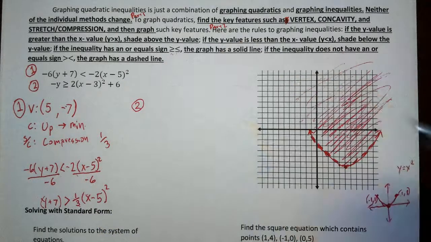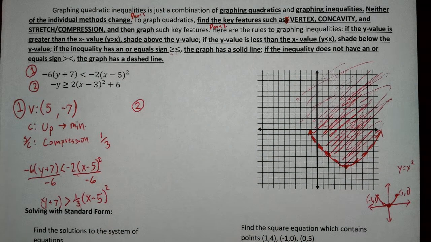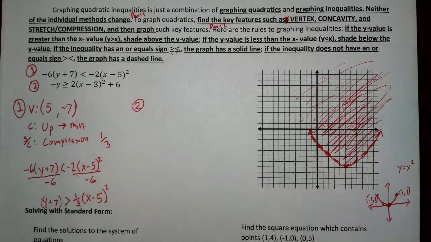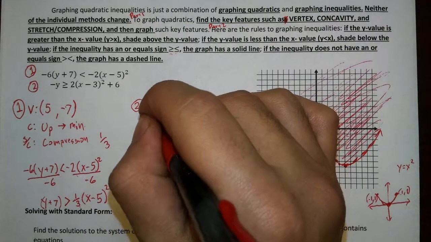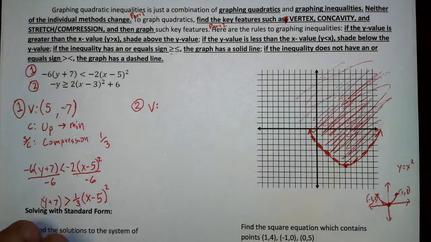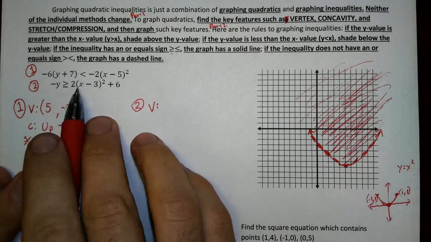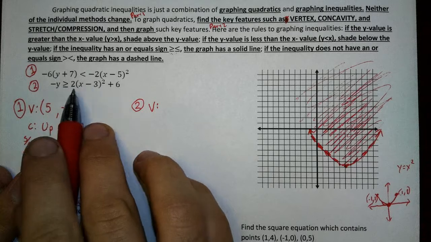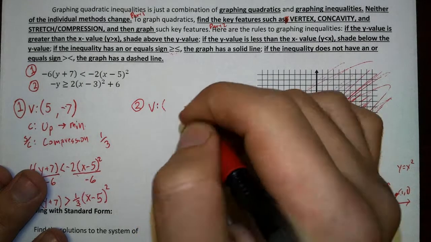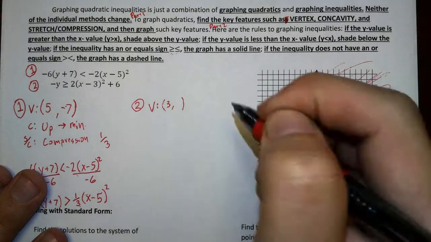So let's go ahead and look at number 2. So number 2, this is a little bit easier to read in terms of part 1, graphing and finding our key features, just because it's in vertex form, so it's a little bit easier to read that stretch or compression. So let's go ahead and do our vertex. Now we're going to look for what's going to zero out inside the parentheses. So right, what's going to zero this out would be 3. So our vertex would be 3.